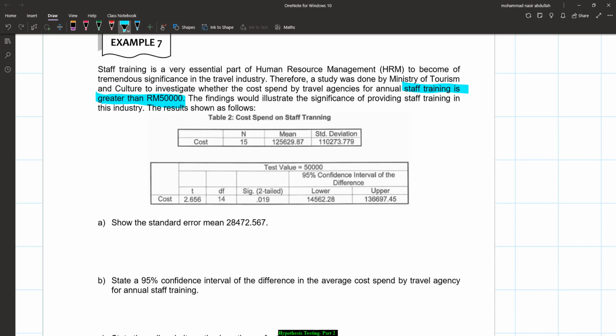So this is the mean and standard deviation, which shows that the standard error is equal to this. 110,273.779 divided by the square root of 15 should be equal to 228,472.567. State the 95% confidence interval of the difference in average. So we just put 1, 4, 4.